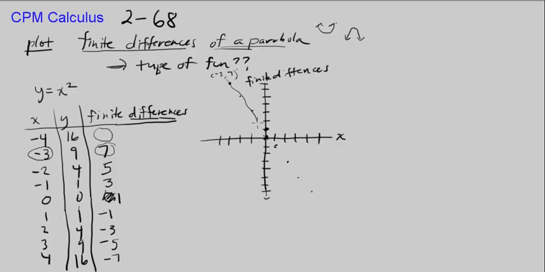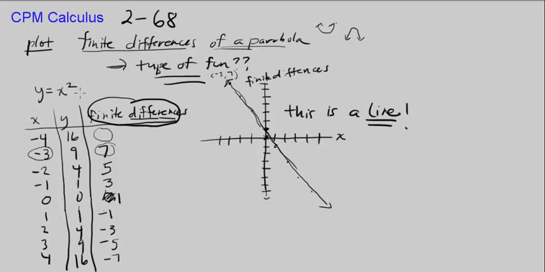what are you going to see? These finite differences, what does that look like? They should be exactly straight. I am just not able to draw. So what type of function is the plot of our finite differences? Well, this is a line. Okay, so the finite differences of a parabola is a line.